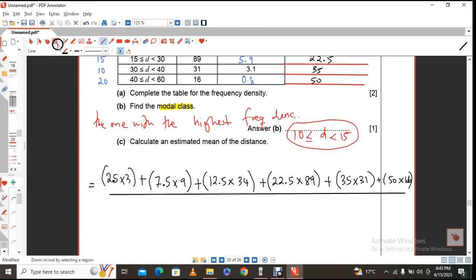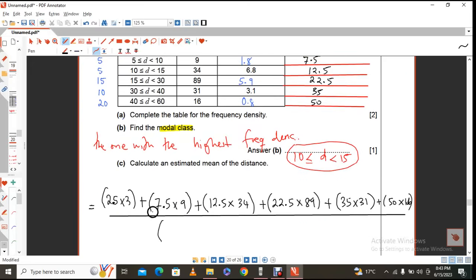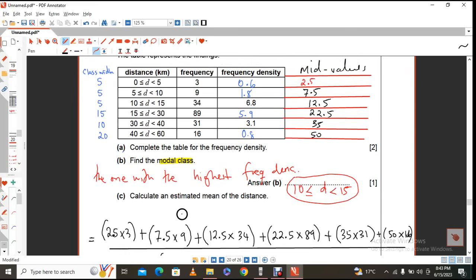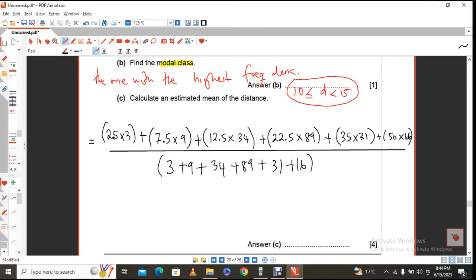If you add the total frequencies, the sum of the frequencies. So I'm just going to write them under here so you get the idea. The sum of the frequencies, going to your frequency table. This is the sum of the frequencies. The one here, 3 plus 9 plus 34 plus 89 plus 31, plus 16. Well, you can go ahead and be working them out.